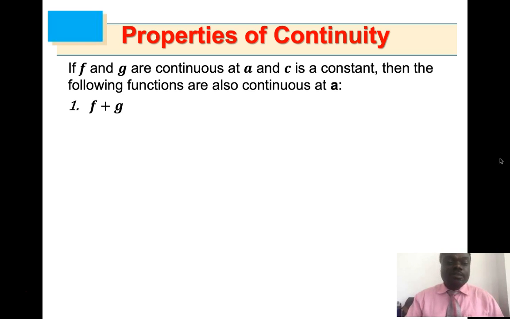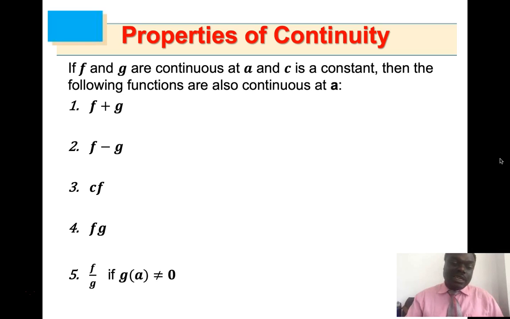The function f plus g will also be continuous at a. The function f minus g or g minus f will be continuous at a. The function c times f, where c is a constant, will be continuous at a also. And f times g will also be continuous at the point a. And finally, f over g or g over f will be continuous at a, provided that the denominator is not equal to 0 at the point a.